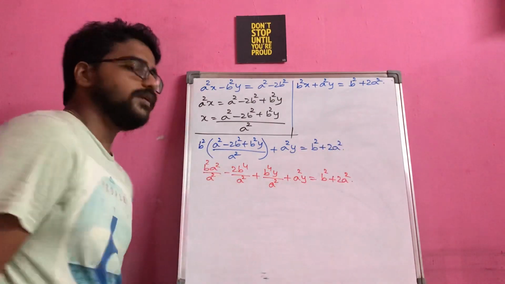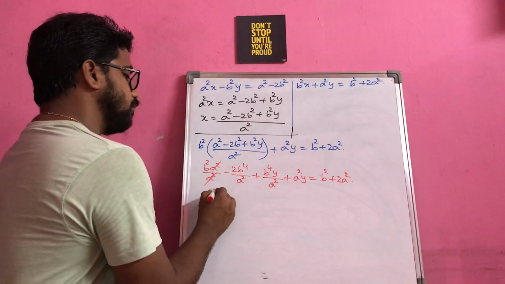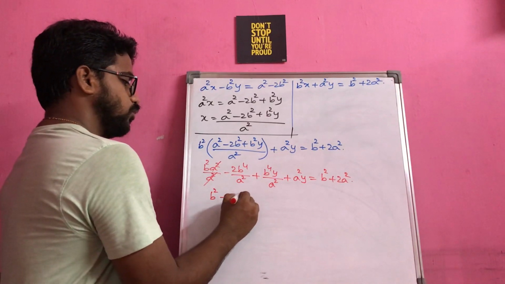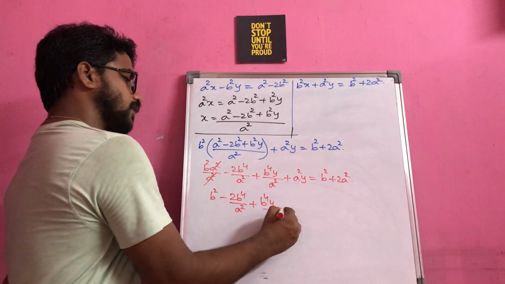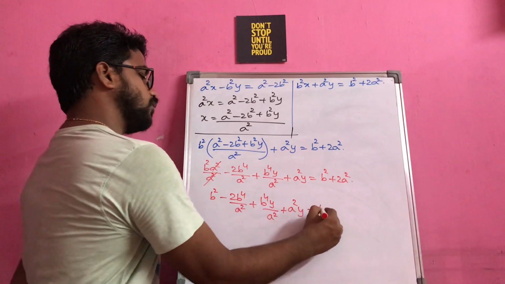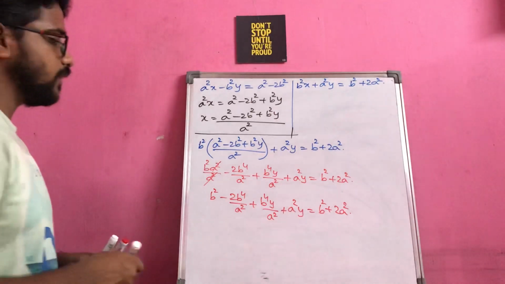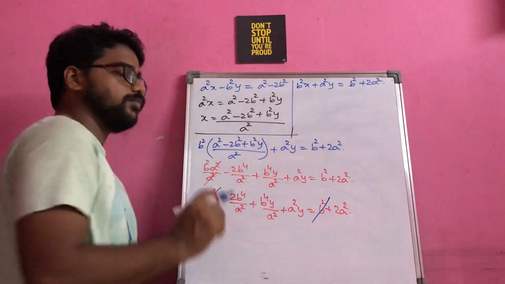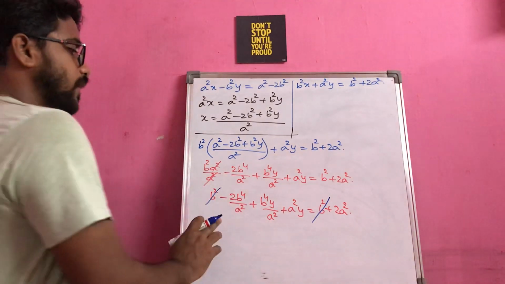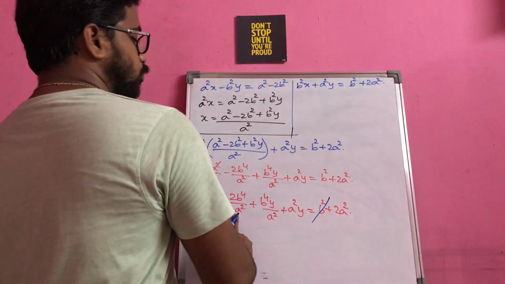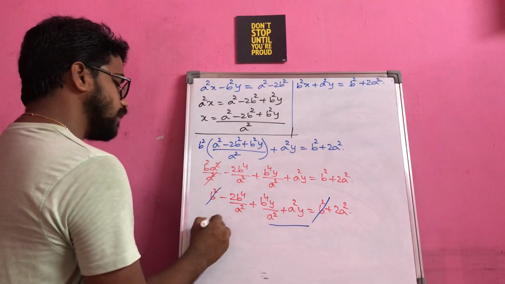Okay. So here you can cancel out a square and a square, so you will get b square minus 2b power 4 by a square plus b power 4 y by a square plus a square y is equal to b square plus 2a square. So you can just observe here, we can cancel out this b square and b square because both are on both the sides and having the same sign. So that will be cancelled out. So I will be sending this minus 2b power 4 by a square to the other side, and from these two I will take y as a common.